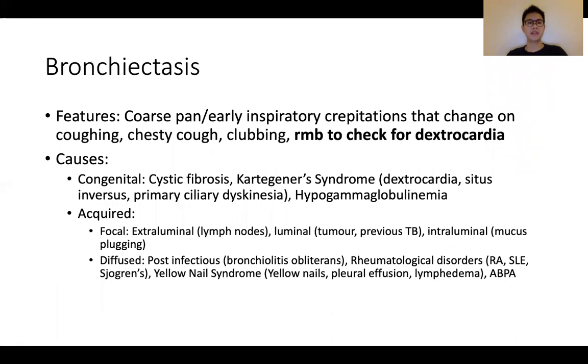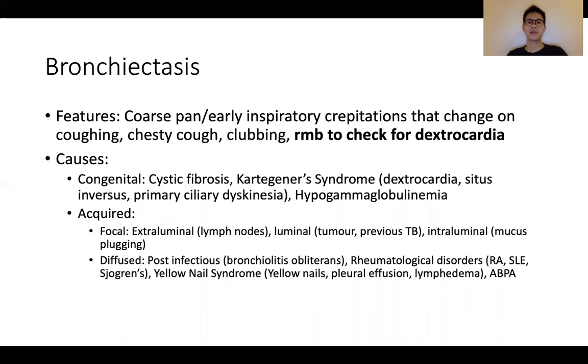Bronchiectasis, the features are coarse, mid or early inspiratory crepitations that change on coughing. They may not clear, but there is a change in the quality. Classically, they often have a chesty cough, there may be clubbing, and also remember to check for dextrocardia in the instance of Kartagener's syndrome.